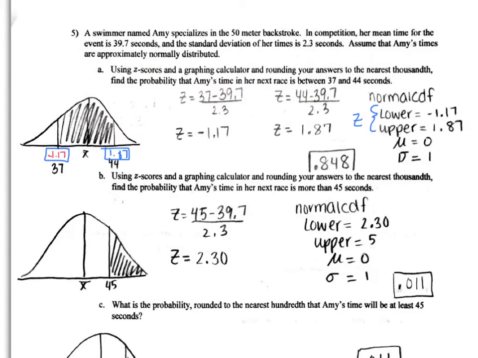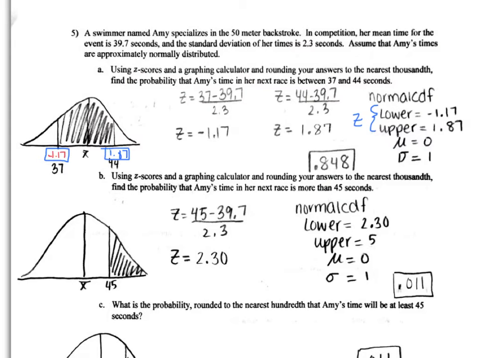And again, if I want to put it into the calculator, I'll hit normal CDF. The lower number will be the lower z-score. The higher, or the upper number, will be the higher z-score. And the mean and the standard deviation stay 0 and 1. And if you hit enter, you should get about 0.848.